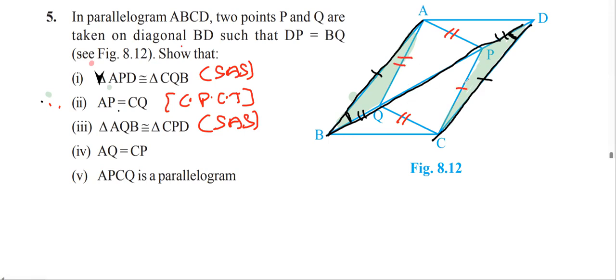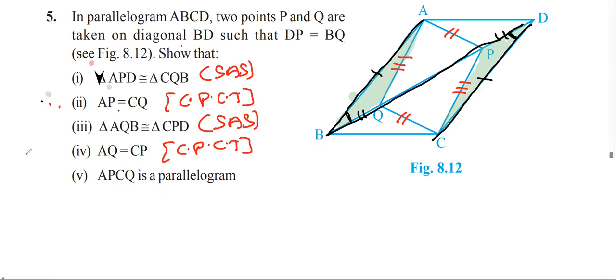Once these two triangles are congruent, we have to prove that AQ is equal to CP. And that's what we can write from CPCT. As you know, when two triangles are congruent, their corresponding parts are equal. Now, in the next part, what we have to prove is that APCQ is a parallelogram.